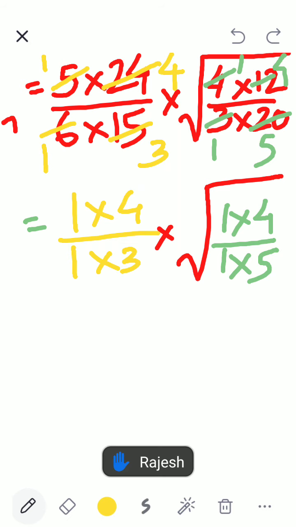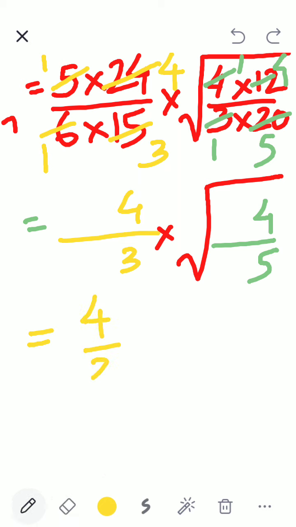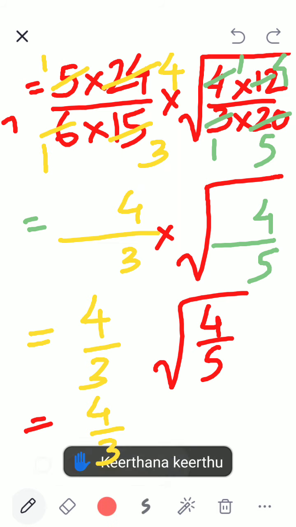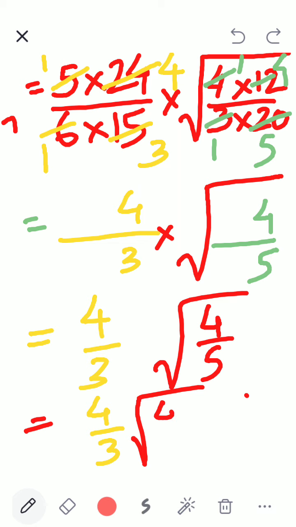So then I will write, generally when I have 1, I will not write 1. Children, please note, I will remove the 1. So what is my answer? 4 divided by 3 and multiplied by root 4 divided by 5. And generally when there are two different kinds of numbers, I will remove multiplication also. So the final answer is 4 divided by 3 root of, yes Kirtana? Yes. This is my final answer, children.